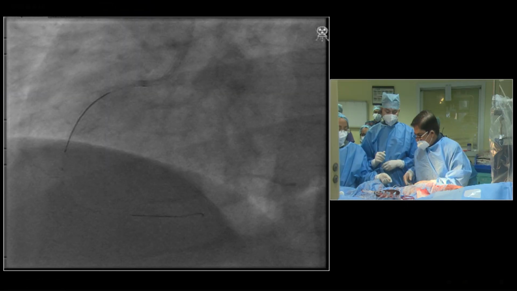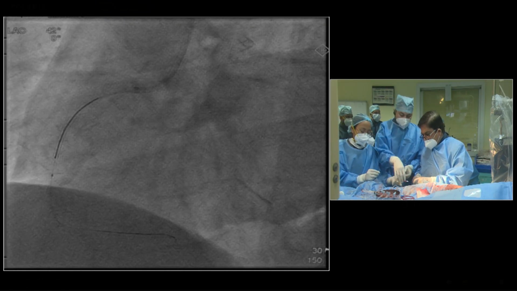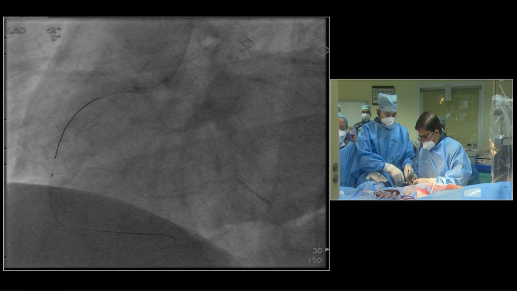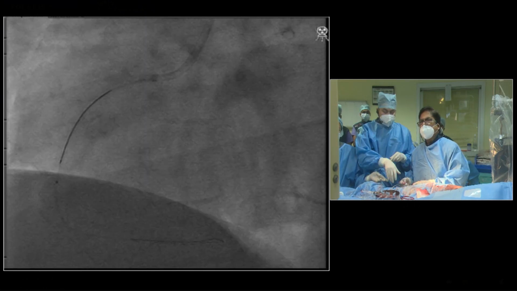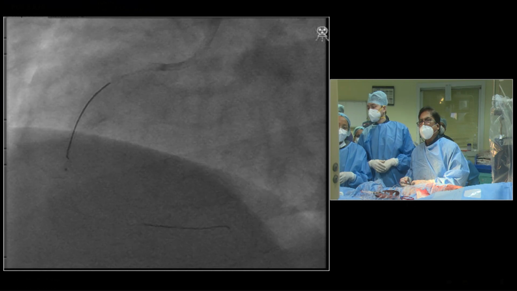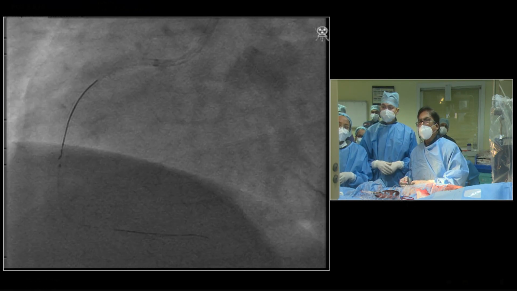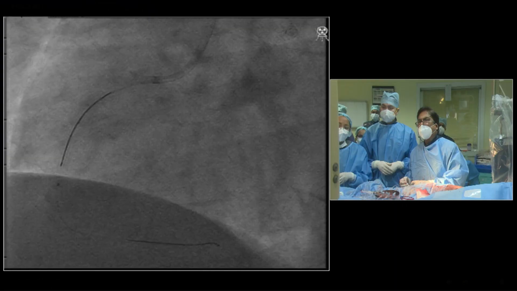Torquer, please. Torquer on this. So it has gone monorail. It goes monorail inside first. Tight. The distal marker comes out as a rapid exchange, and the proximal marker is what comes out from the hub as a monorail.